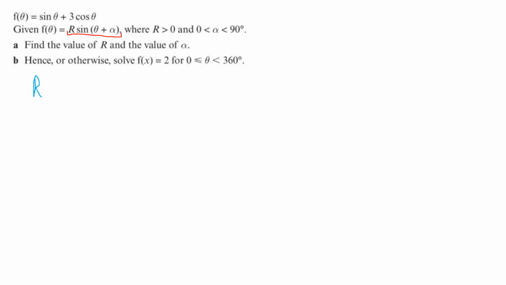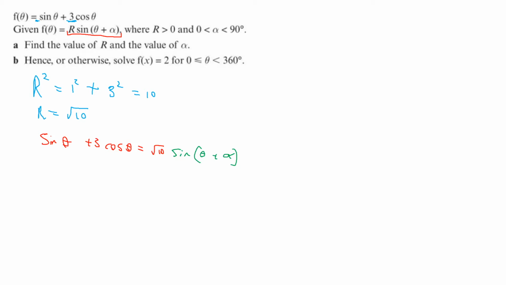R is very simple. R squared is equal to the coefficient of sine squared plus the coefficient of cos squared, which is 10. So it's basically Pythagoras, and we get an answer of root 10. How we get alpha is another story. We know that sine theta plus 3 cos theta is the same as root 10 times sine theta plus alpha.